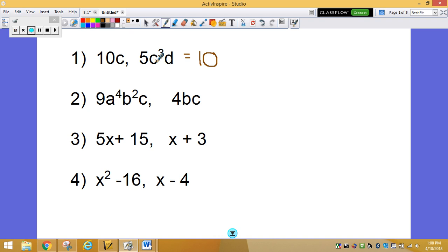The way letters work is you pick the biggest exponent. Okay, so they both have a C. This one's a 1, this one's a 3. The biggest exponent is a 3. And then this one doesn't have a D, but this one does. So again, your LCM has to include that D. Okay, pause it, go do number 1, come back to me.